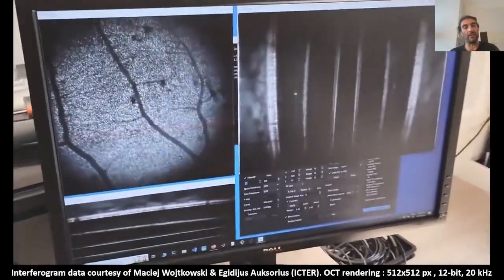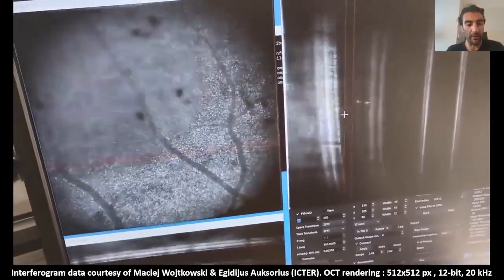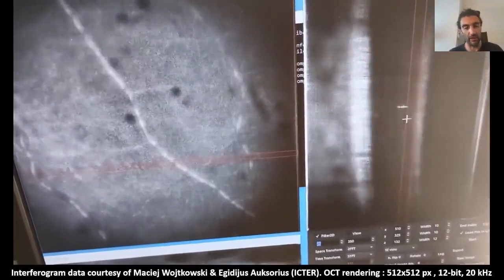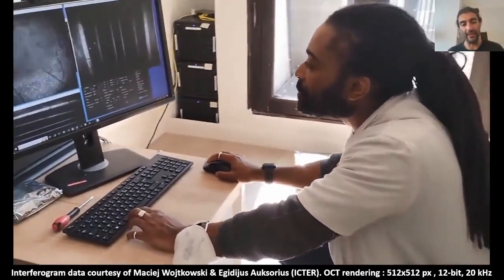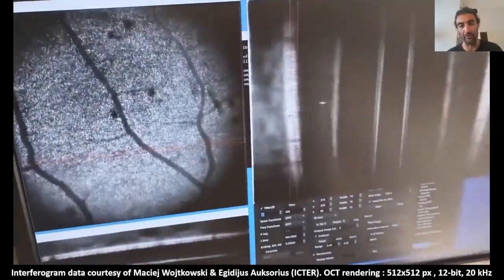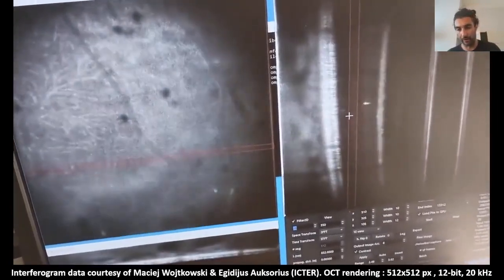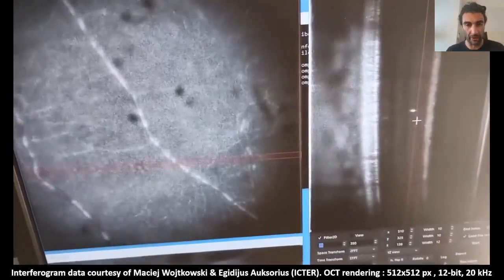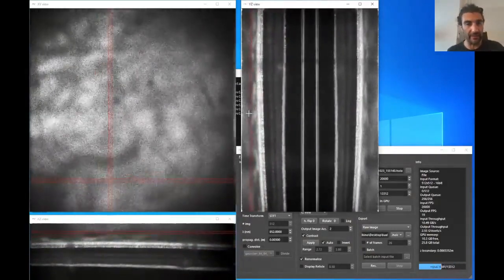And this is not something that we did ourselves in our facility, but we got interferogram data provided by the team of Maciej Wojtkowski and Egidijus Auksorius in Poland. And we used this data in the GPU of our computer and performed the 3D OCT rendering from frames that were acquired at a resolution of 512 by 512 pixels, and the rendering was done at 20 kilohertz, okay? The same as for Doppler imaging. And what you get basically is seen here.